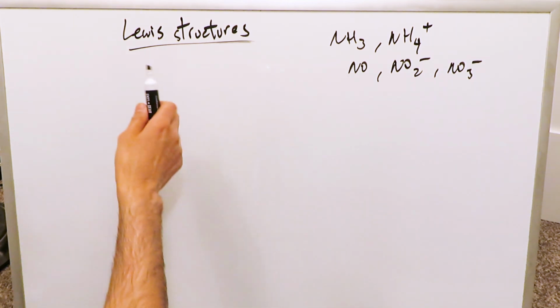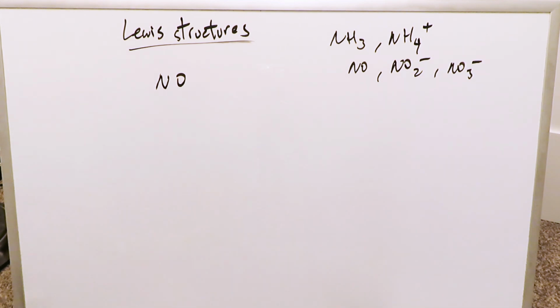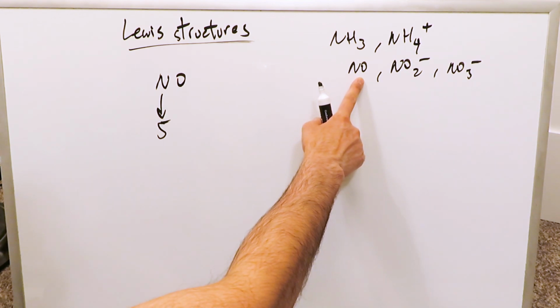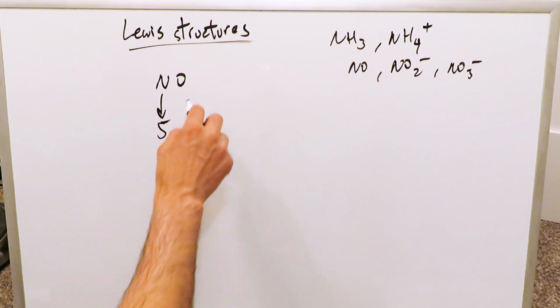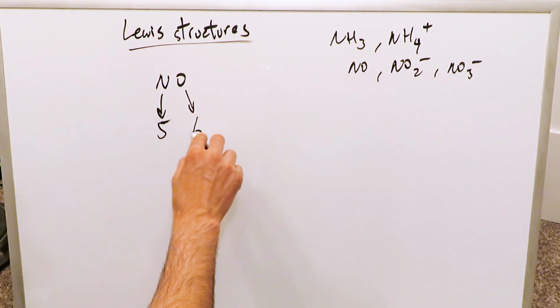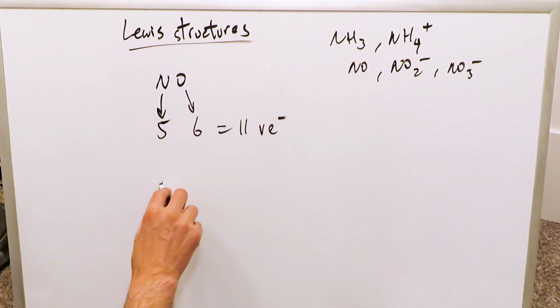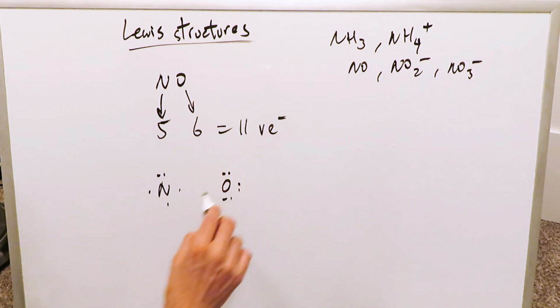Let's look at this. Nitrogen oxide, or nitrogen monoxide, this right here will give you 5. It's a neutral compound, just like that. There's no positive, there's no negative, so whatever you have in terms of valence is exactly what you should have. Oxygen is 6, you should have 11 valence electrons. Nitrogen, you know, is something like that. Oxygen is something like this.